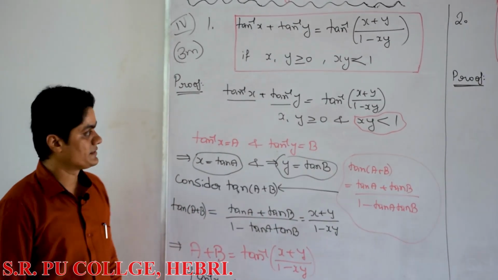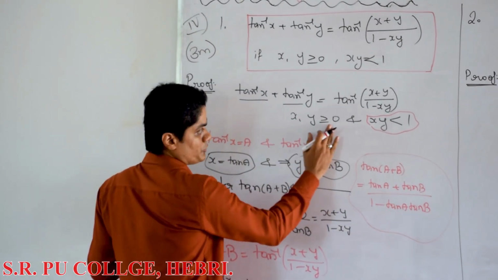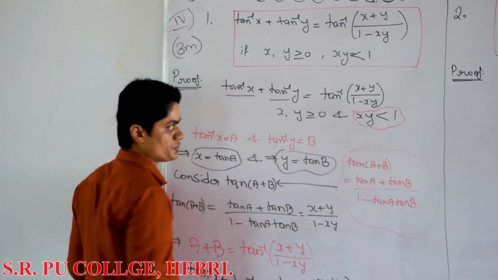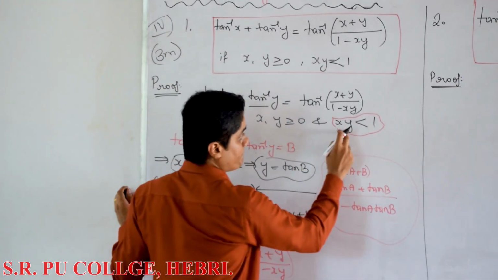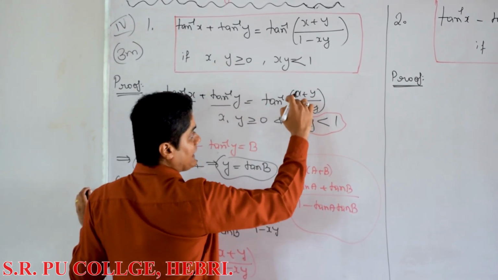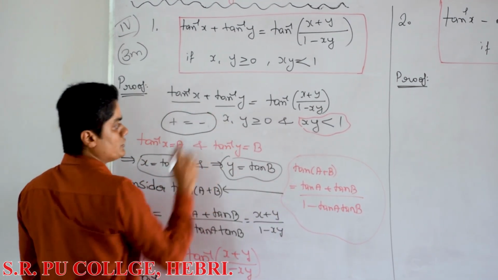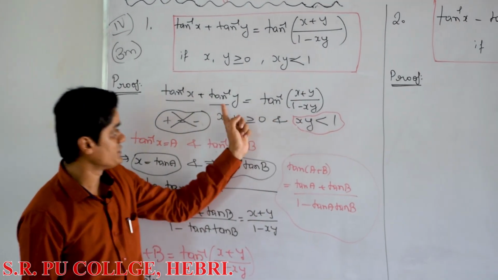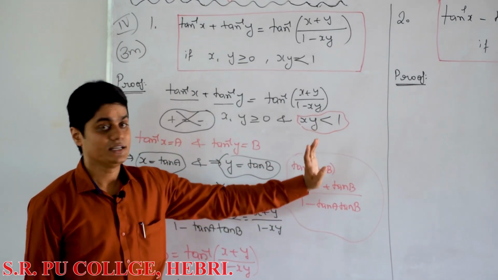What will happen if x into y is greater than 1? See, observe carefully. If x into y is greater than 1, you know x is positive, y is positive. So this is positive, this is positive. Tan inverse of positive is positive. Tan inverse of positive is again positive. So the sum of two positive numbers will be positive. And if x into y is more than 1, the numerator is positive but the denominator is negative. And tan inverse of negative is definitely negative. So you will get like this: positive is equal to negative, which is not possible. So please be careful that whenever using this result in a problem, x into y must be less than 1. Remember, x into y must be less than 1.